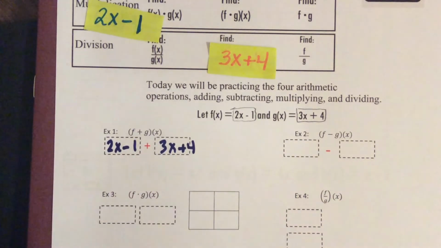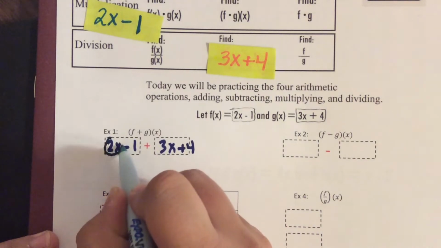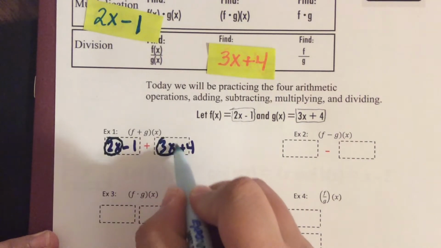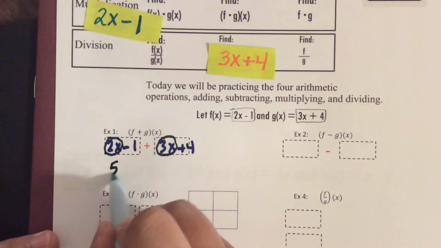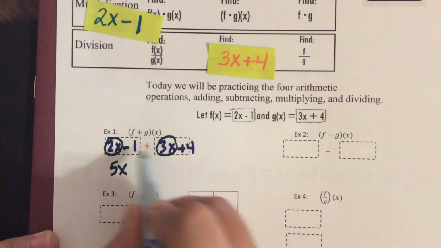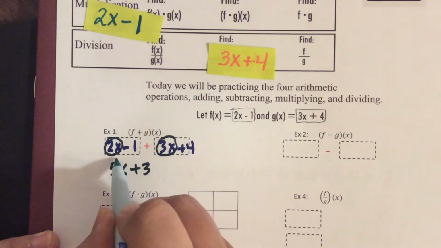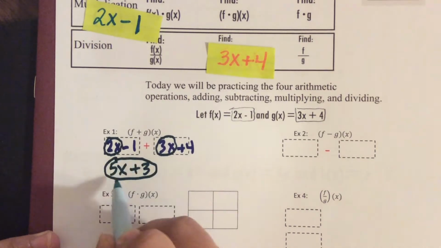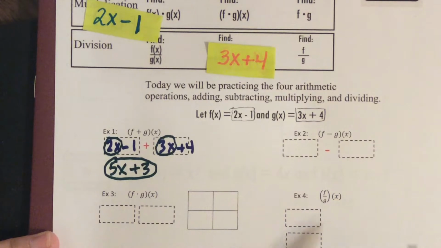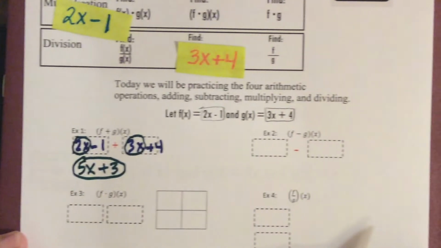What looks like they're the same? Well, the 2x, I'm going to circle the 2x, and the 3x, they go together, so that's going to be 5x. Then you have the minus 1 and the positive 4, that's going to be a positive 3. So your final answer is 5x plus 3. Literally, we're just combining like terms.